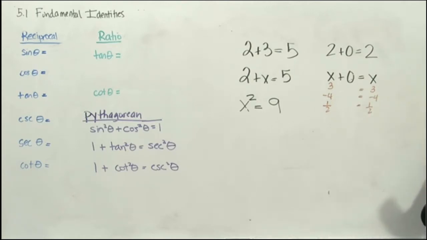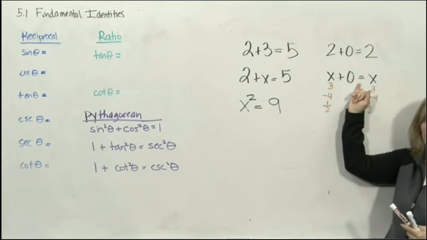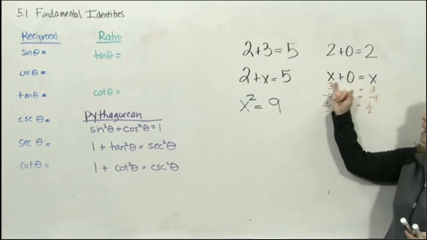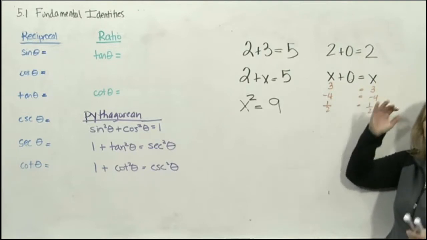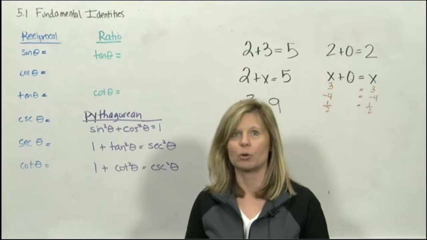So the main difference that you need to understand is an identity means an equation. It has an equal sign, but it means no matter what number you put in for the variable, it will always balance. I can pick any number I want to make that statement true.